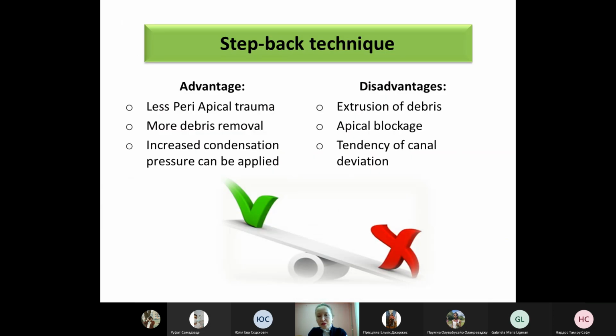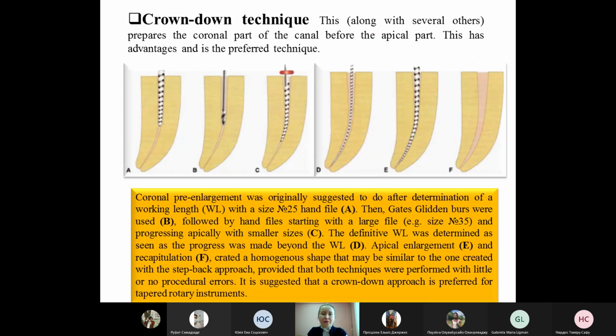The step-back technique has such advantages: less periapical trauma, more debris removal, increased condensation pressure. Disadvantages: extrusion of debris, apical blockage, tendency of canal deviation. Crown down technique. This is the most favorite technique when it comes to rotary instrumentation of the root canal.